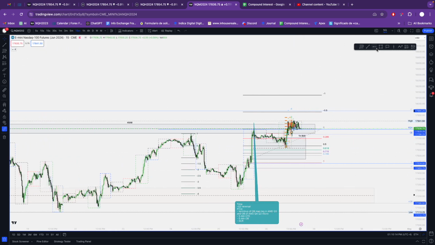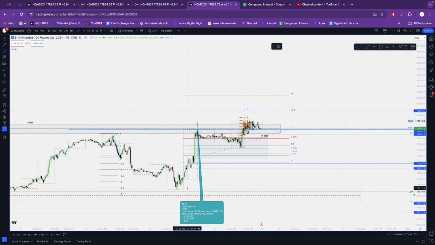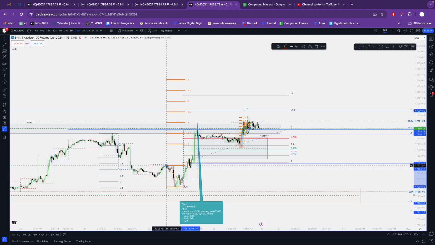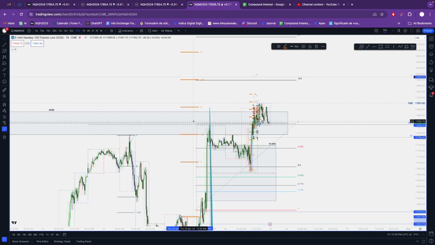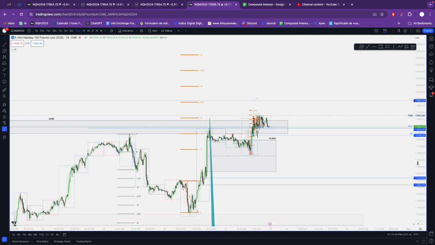So taking this here, you take that one, but ideally you want to take this entire manipulation leg. -2.5 is here, -2 is here, and that's kind of where we ran up into on Friday. So still some room to grow, if you ask me.